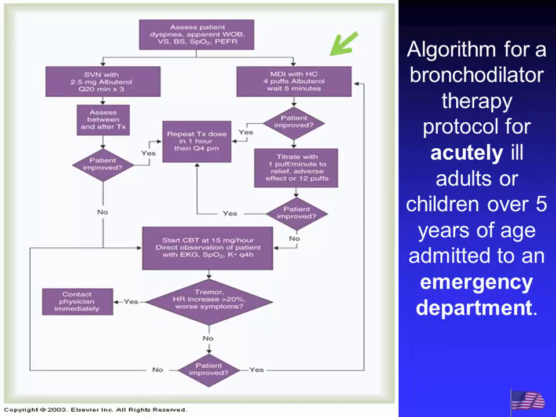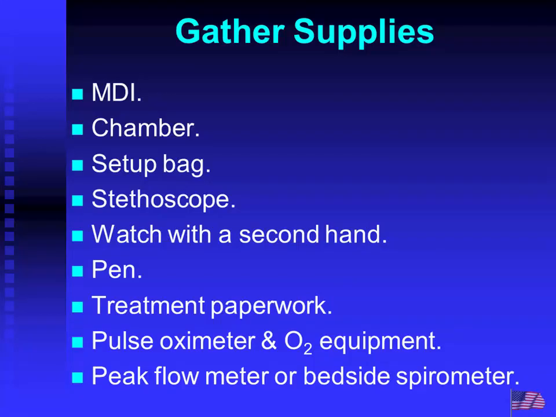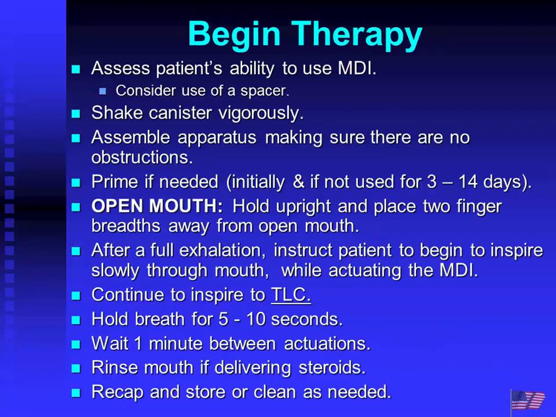This is basically the same slides, but now we're looking at that right hand arm of the algorithm. Getting our supplies, again, same kind of stuff. Assess the patient's ability to use the MDI or whether or not we need a spacer or a holding chamber. Shaking the canister to distribute the medication.